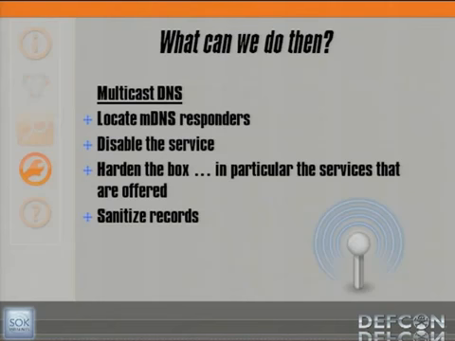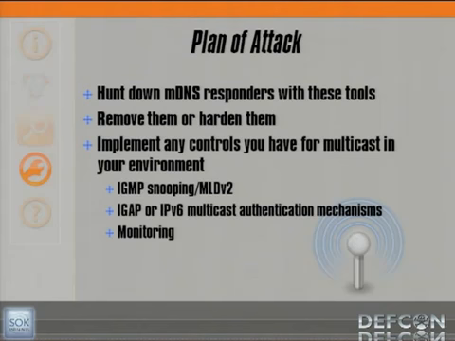All right. So ultimately, the plan of attack is: hunt down MDNS responders with these tools, remove them or harden them, and then implement any controls you have for multicast in your environment. The IGMP snooping, that's for IPv4, MLDv2 in those environments that have implemented IPv6. Implement, of course, IGAP if you have it, or any IPv6 multicast authentication mechanisms available, and of course, monitor. Find out who is out there participating.